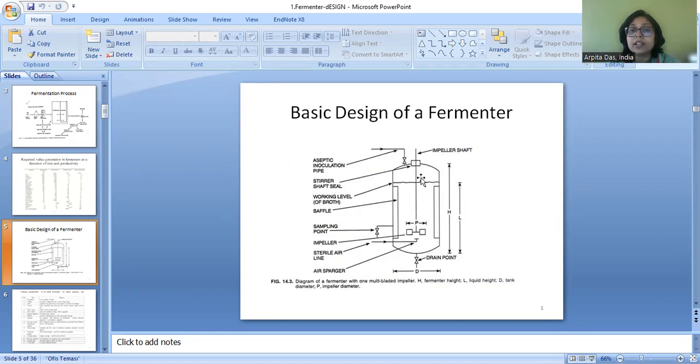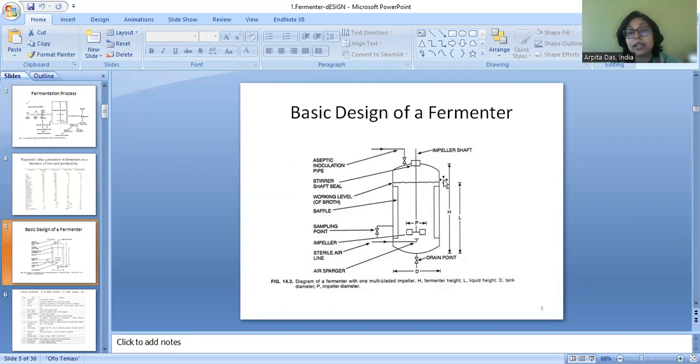Then there is a shaft. It's a shaft which is added with the head part, and along with that, an impeller is added. An impeller is nothing but a rotor. The impeller will rotate, and this disc and all will rotate and create a homogeneous mixture. As in our daily life, we use a spoon to stir the sugar in our tea. Similarly, this impeller works in a manner that creates a homogenized mixture inside a bioreactor.